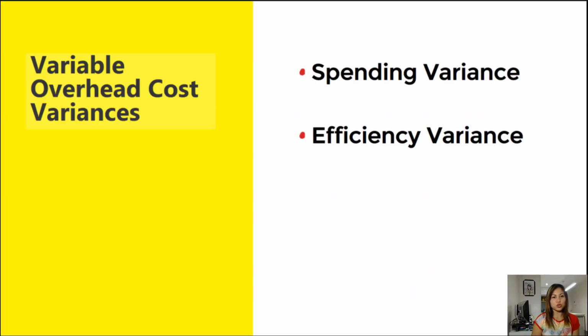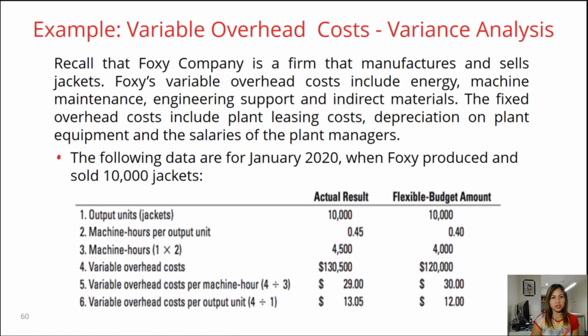Now let's focus on variable overhead costs first. For this type of cost, the variance is much like the direct cost variances. We have two components: spending variance and efficiency variance.